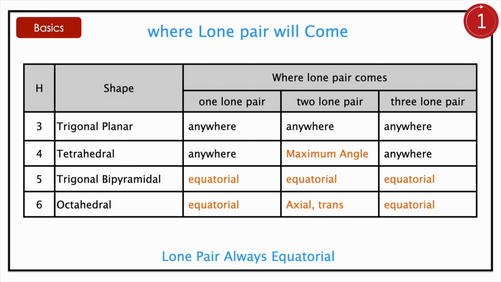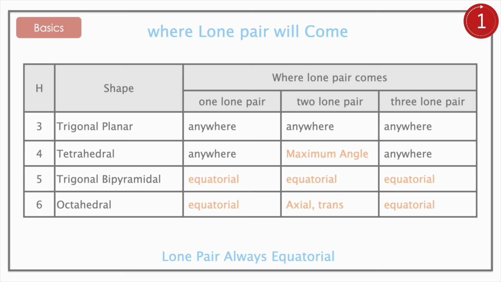Then the important fact, where the lone pair will come. In trigonal planar structure, the lone pair can come in any way. In tetrahedral, all the bonds are equal, so the lone pair comes at maximum angle. In trigonal bipyramidal, the lone pair always occupies the equatorial position. 1, 2, 3 lone pairs will all take equatorial positions. Octahedral is crucial. 1 lone pair means equatorial. 2 lone pairs mean repulsion is maximum in equatorial position, and axial will give a better angle, so the axial trans position comes. 3 means equatorial. So the simple fact you should know here is lone pair always comes in equatorial.